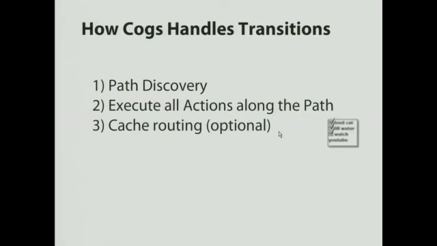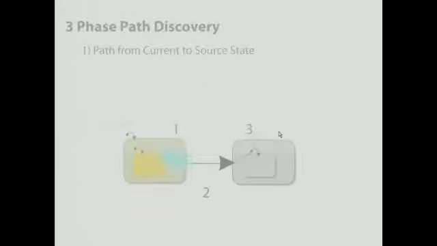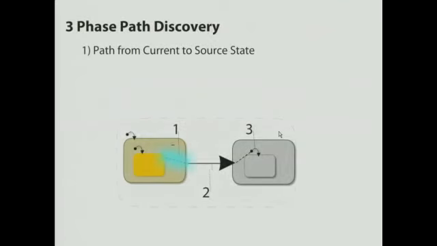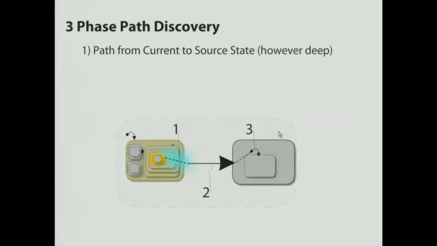Cogs handles transitions in three basic phases. One, there's a path discovery. Second, it executes all the actions it's collected along the way. Then it caches that routing later, because the path discovery can be fairly expensive depending on how complicated your topology is. So here we have the act of routing from the currently active state down to the state that requested the transition. And remember, this can be however tall.